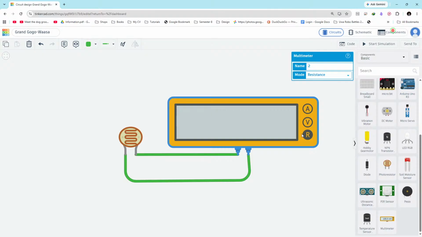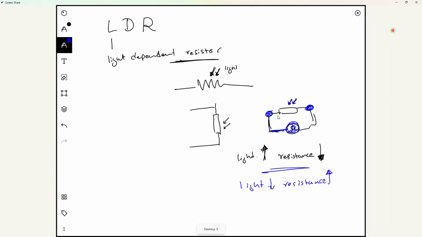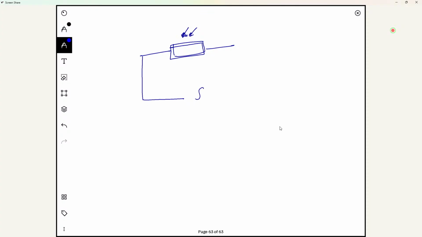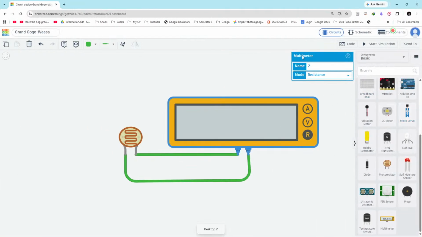This circuit is equivalent to the diagram that I drew here. You know how to connect, right? This is the LDR with its two ends, and we have to shine light on this device, and we have an ohm meter denoted by the ohm symbol inside this circle. That is what we are trying to experiment with. All right, so let's see what happens now.